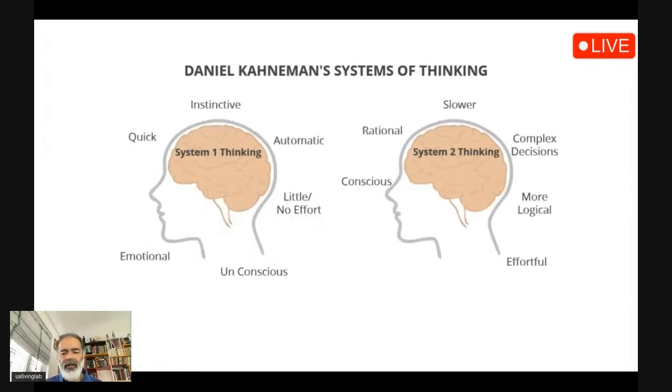What Daniel explains in the system of thinking: the System 1 thinking process is quick, instinctive, automatic, without any effort, mainly unconscious, and emotional. These are the main aspects of System 1 thinking. Think about System 2 thinking. It's slower, complex decision making, rational, conscious, logical, and effortful. These are the two aspects of thinking. How do these two thinking processes merge? That's what we are discussing now.